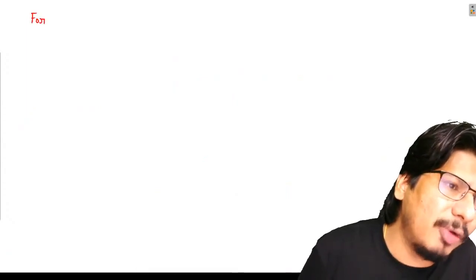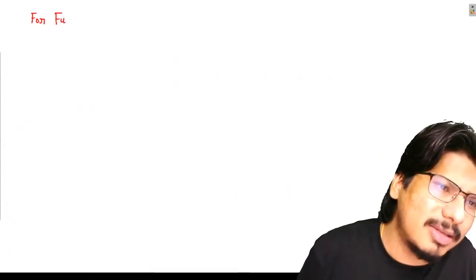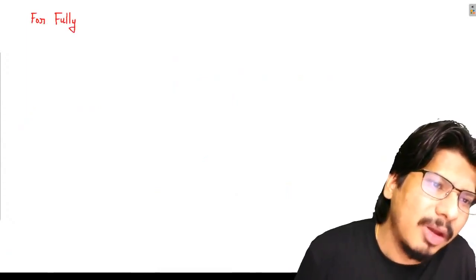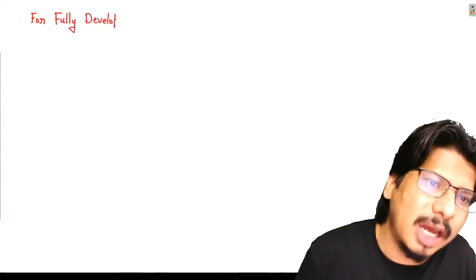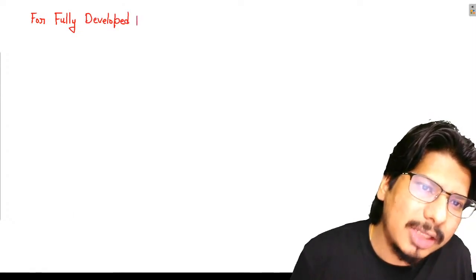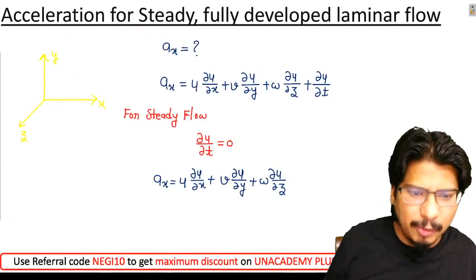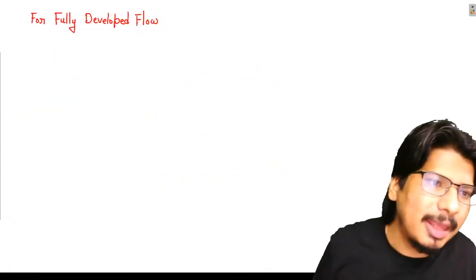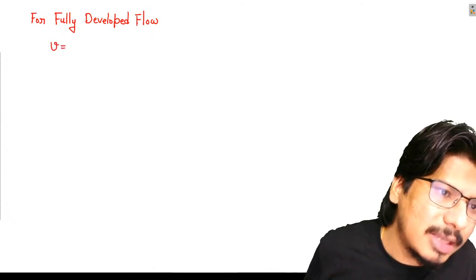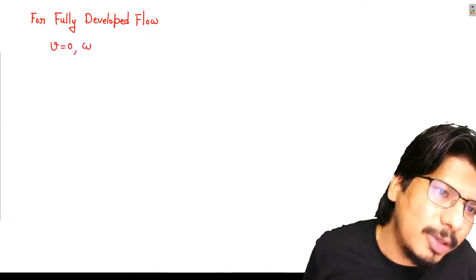Now, for fully developed flow, anyone in the class, what are the things which are zero, beta? Can I say for fully developed flow, V is 0? Can I say W is 0?